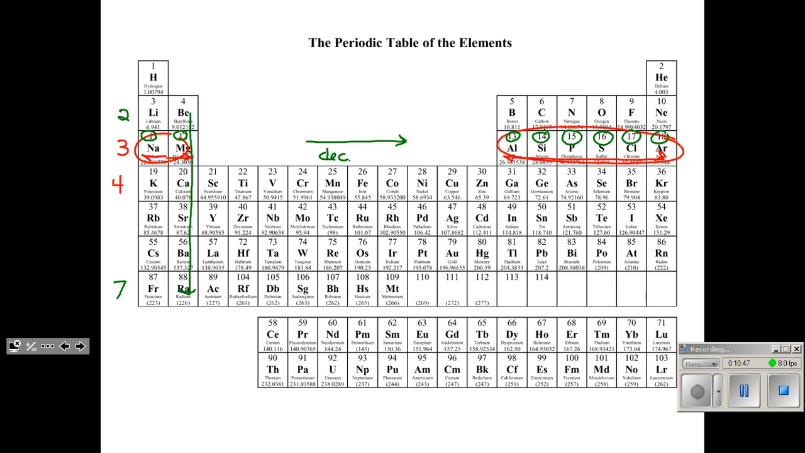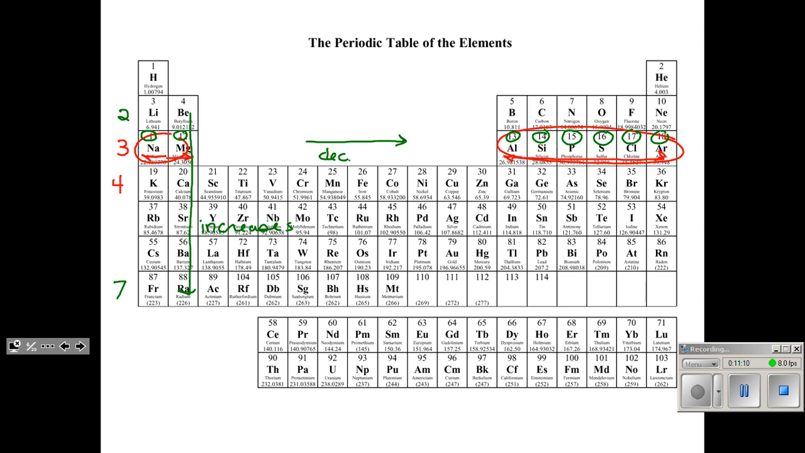So as we go down, the size of the atom increases because there are more electrons. The outer electrons of those elements at the bottom of the family are at higher energy levels than the outer electrons of the elements at the top of the family.